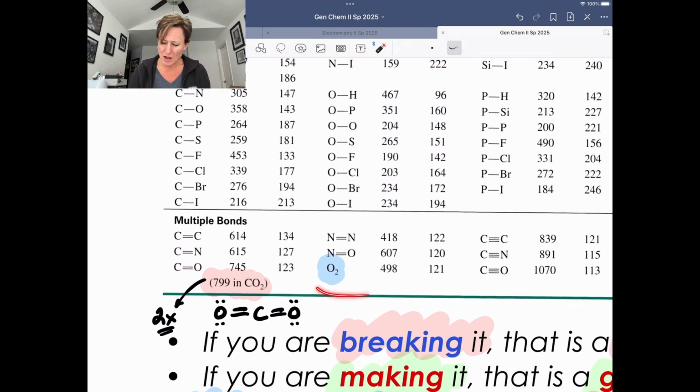Note here that they also put oxygen specifically in there. Again, oxygen, here's the Lewis structure of oxygen. These are things that you should know how to draw, but if you see oxygen, you are breaking that oxygen-oxygen double bond that's specific to oxygen.